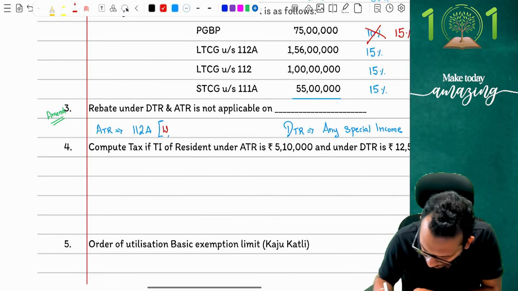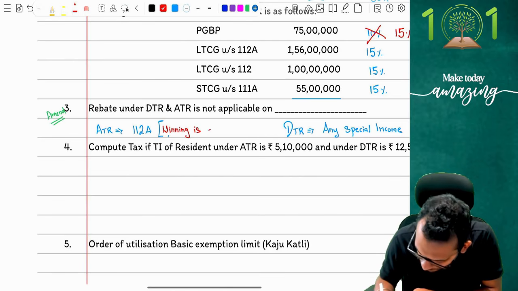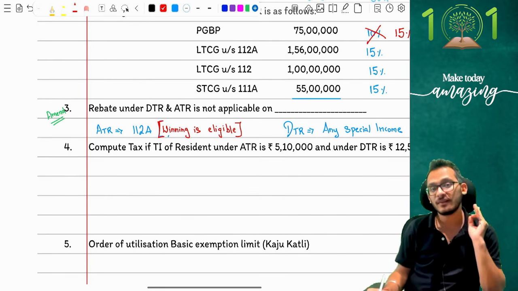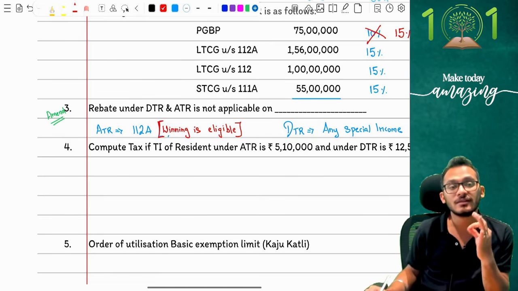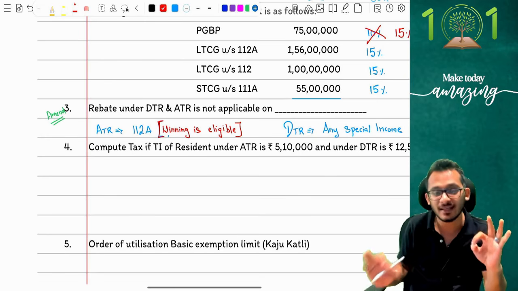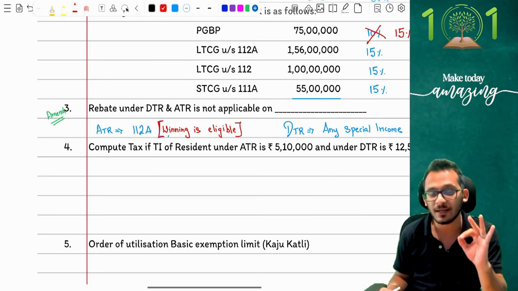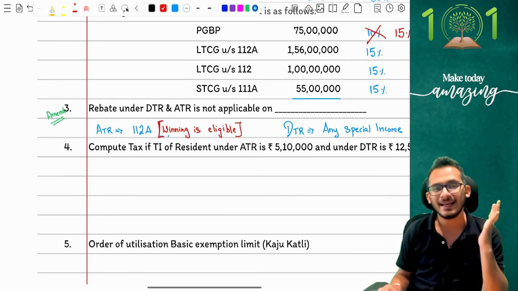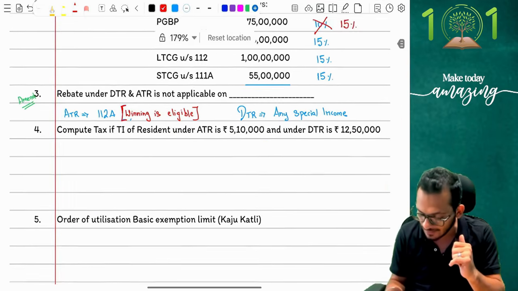I'm going to write it for your understanding. Winnings is eligible. Let me put this out very clearly. 112A is not eligible for rebate under both the regimes, but winnings is eligible under the old tax regime, so you have to give that person the benefit of it. Clear? Very good. With that understanding, let's move on forward.